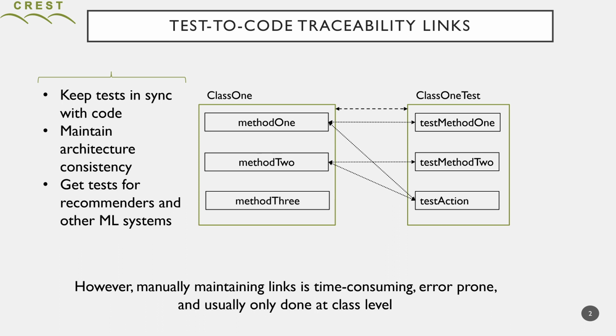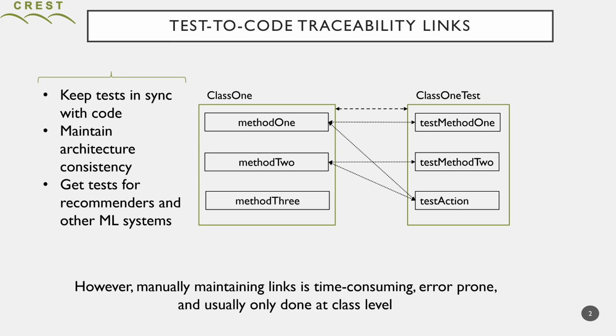The reason why we want to establish these types of links is for several reasons. Firstly, we want to keep tests in sync with code. So when code is updated, we want to make sure that the relevant test artifacts are also updated, and in doing so, we try to reduce test failures and missed faults. These links also help to maintain our architectural consistency. For example, if the architecture demands that we have a single test class for each implementation class, looking at these links can help to determine if that architecture is being maintained.